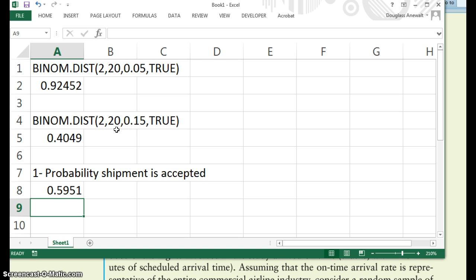Maybe we found 3, maybe we found 4, maybe we found 15 or 16, who knows, but 59% of the time we'll find more than 2 defective, so we'll reject the shipment 59% of the time. And so you see up here we accepted it 92% of the time because there was only 5% bad, but when it went to 15% bad pins, it was only 40% acceptance. So it's more likely to get rejected because the number of bad pins increased 3 times as much.